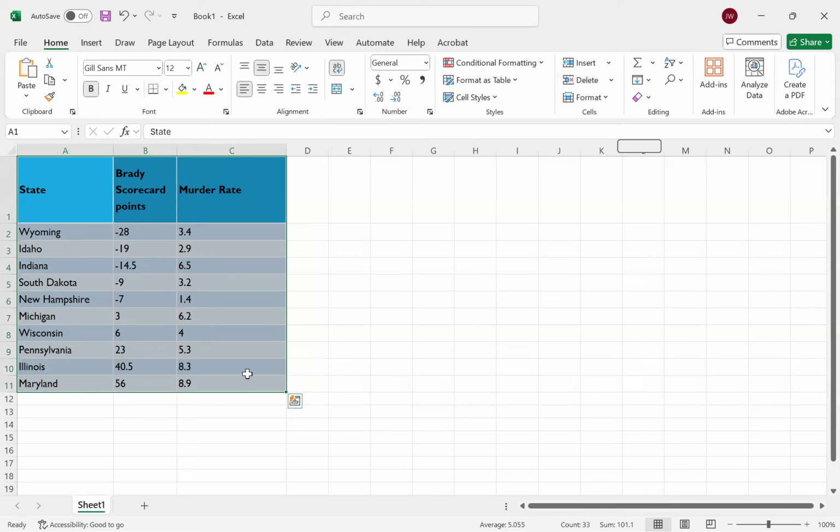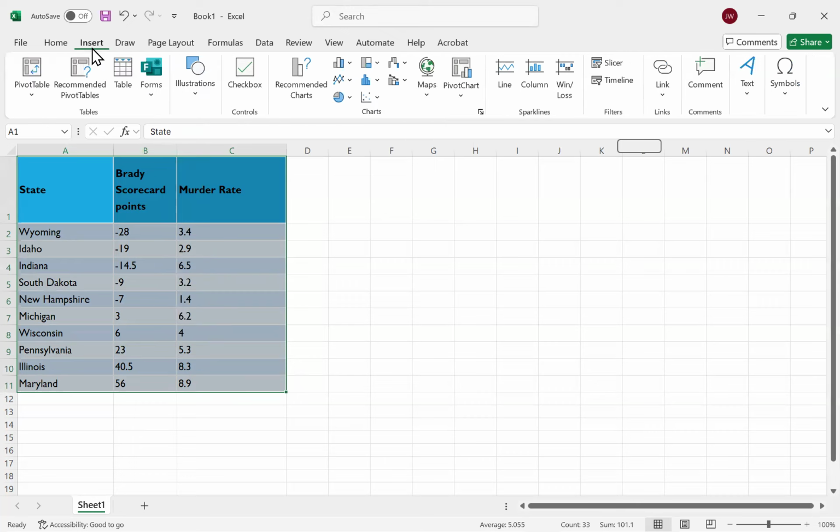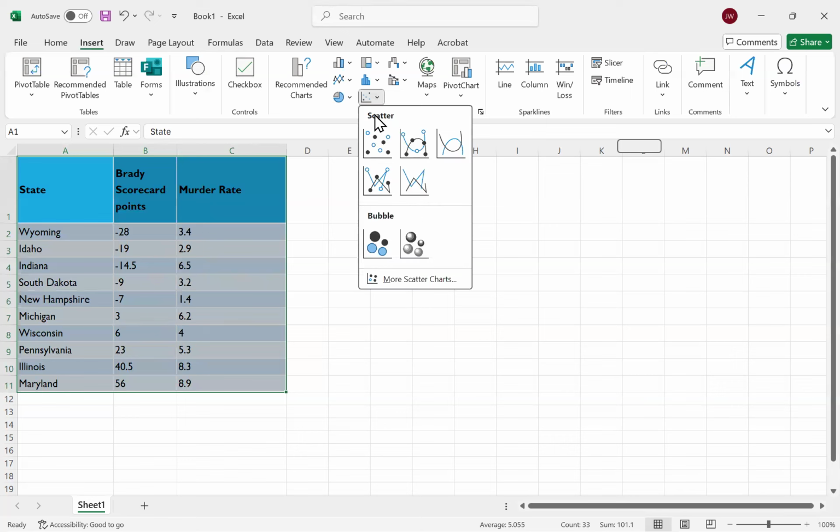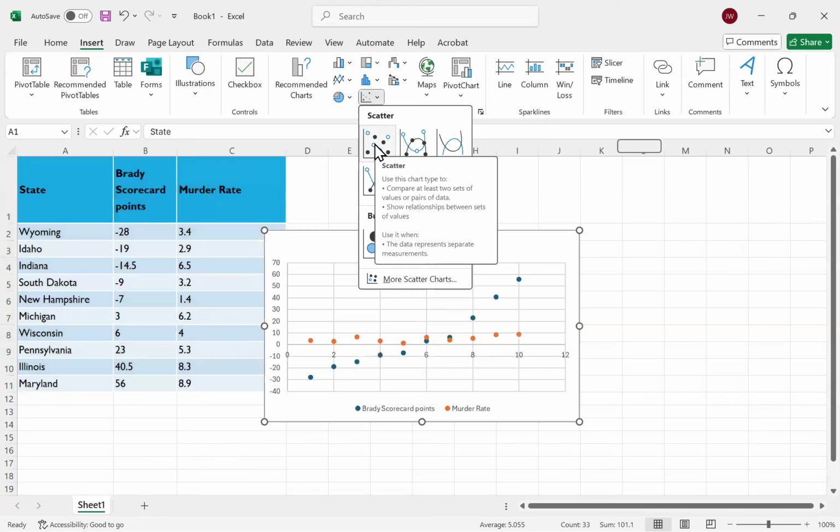Now I've highlighted my data. If I want to put in a scatter plot, all I have to do is go up to the insert and then down here to the charts, it says insert scatter plot or bubble chart. I'm going to insert a scatter plot.